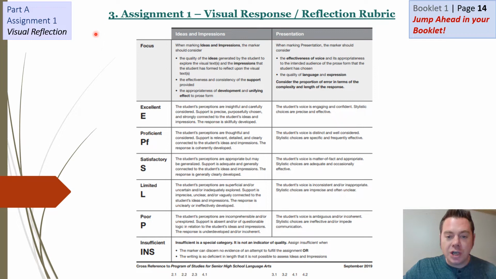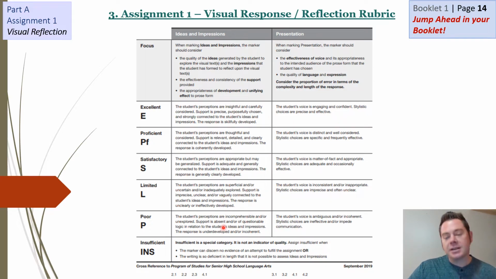So on this page here, we've got the rubric, and you can see you're marked in two areas here. You have ideas and impressions and presentation. As with all three of the assignments, these are marked in 20% increments as you move up from poor through excellent. So 20, 40, 60, 80, and 100%, and you have two different categories.